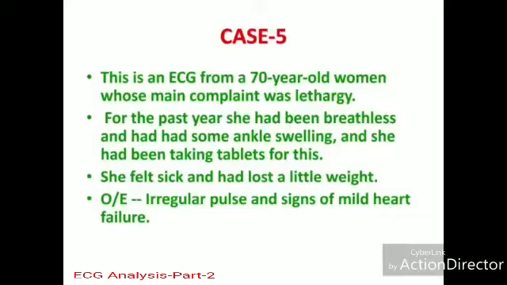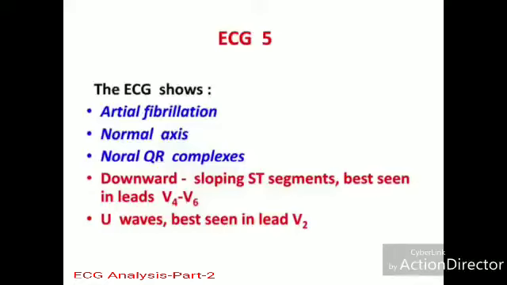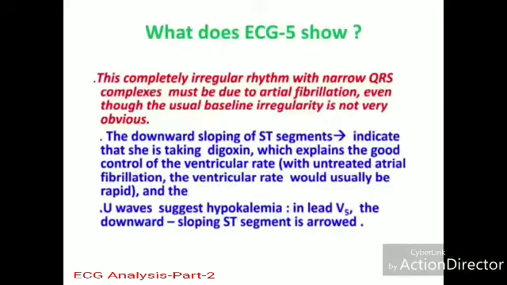This ECG 5 shows atrial fibrillation, normal axis, normal QRS complexes, downward sloping of ST segments, best seen in leads V4 to V6. U waves best seen in lead V2. In atrial fibrillation, the normal, regular, coordinated, sequential rhythm of the atria is lost. What does ECG 5 show? This completely irregular rhythm with narrow QRS complexes must be due to atrial fibrillation, even though the usual baseline irregularity is not very obvious.